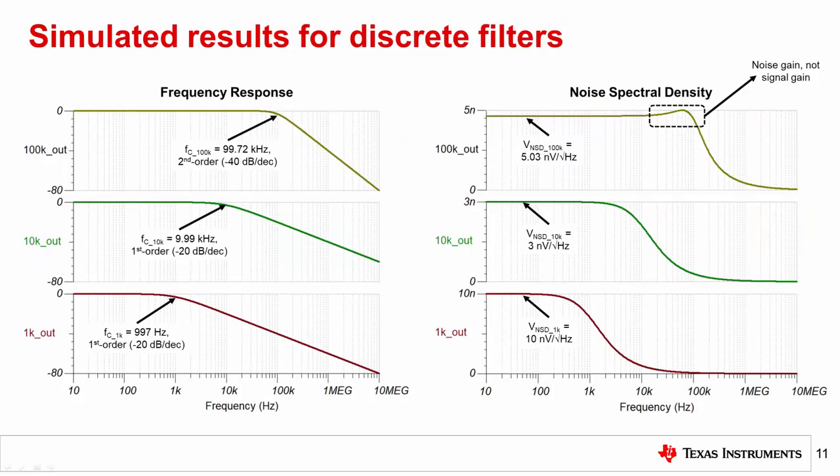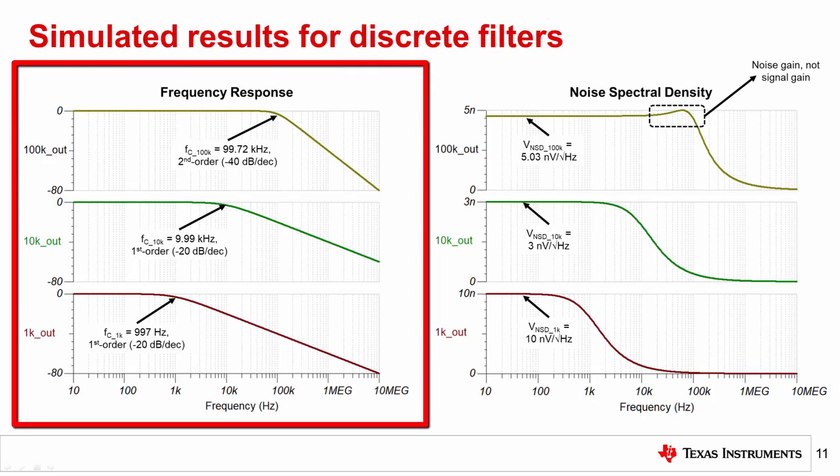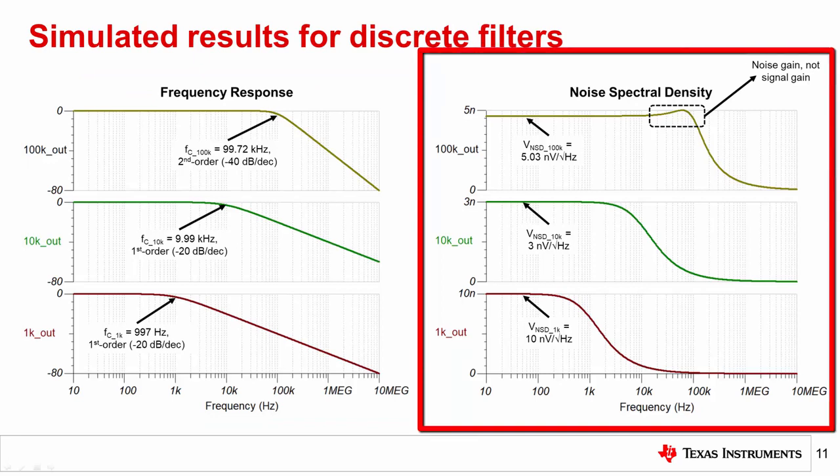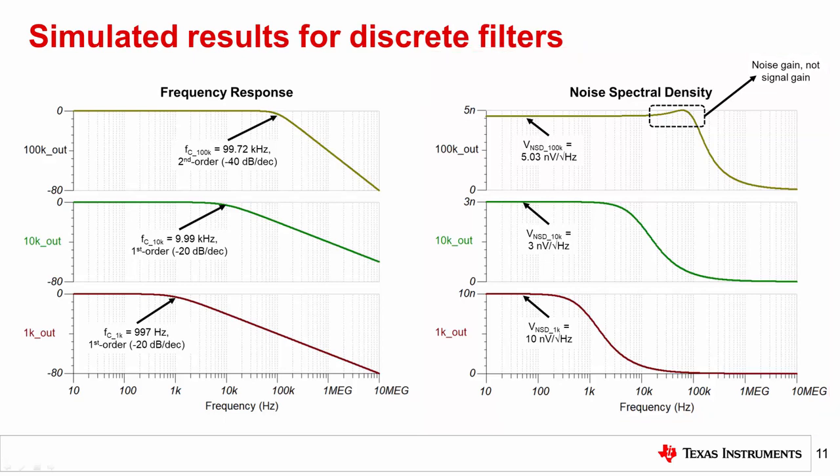This slide shows 6 plots to confirm the performance of each filter. Note that for all the plots shown here, switches 1 through 3 on the schematic were closed, while switches 4 and 5 were left open. This enables each filter to be analyzed separately to determine their individual characteristics. On the left, the 3 frequency response plots confirm the cutoff frequency for each filter. The figures on the right plot the noise spectral density for each filter. Note that the chosen component values yield noise spectral densities that match those used in the theoretical example.